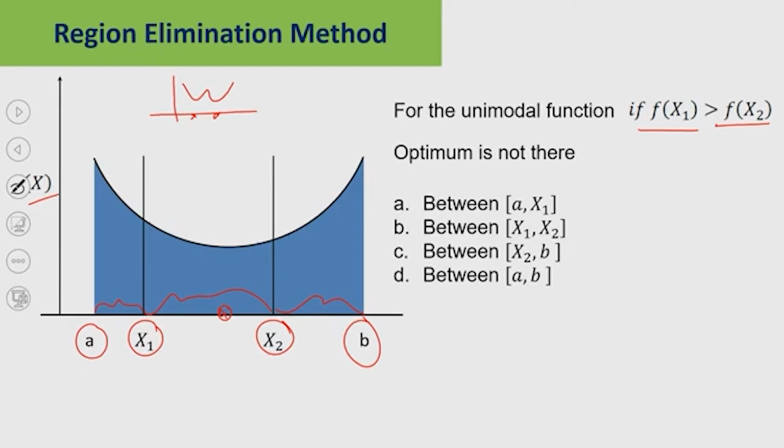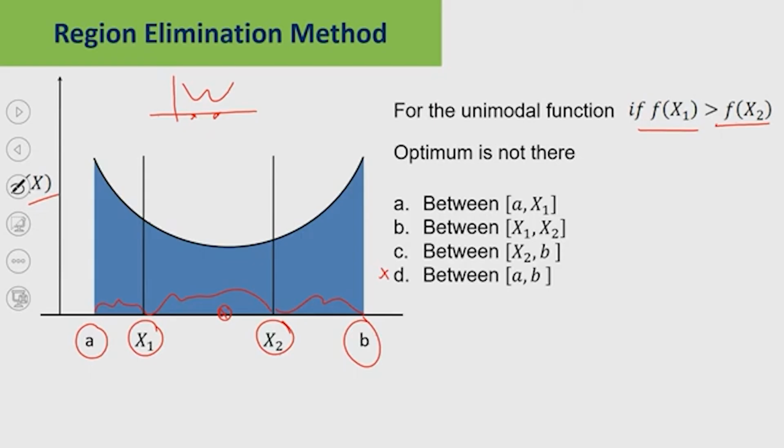This is a unimodal function. Therefore, the last option is not correct, because there is a minimum solution of this particular function. Now, the question is which one is true, whether a is true, b is true or c is true.